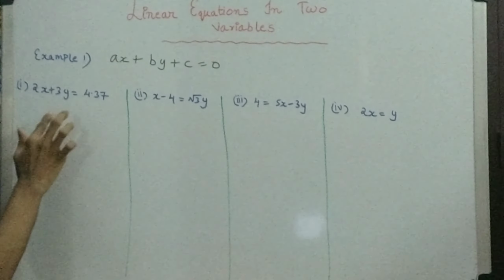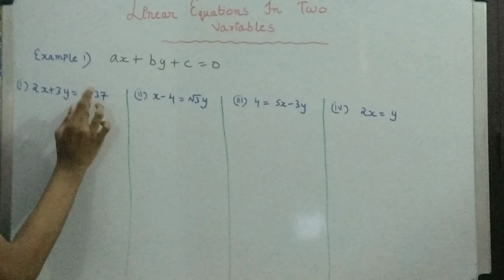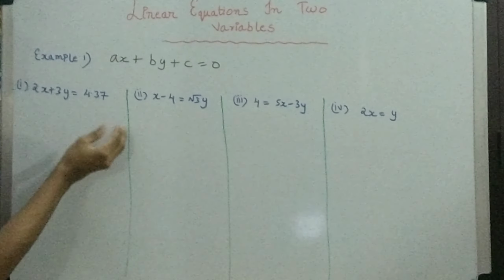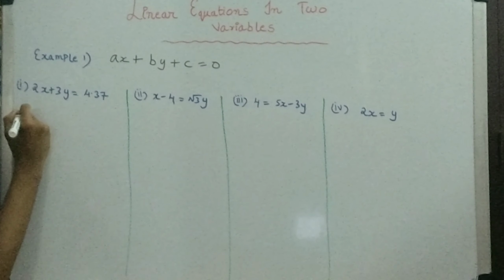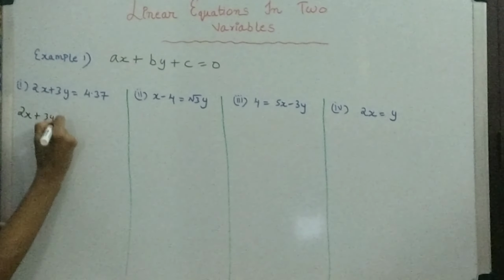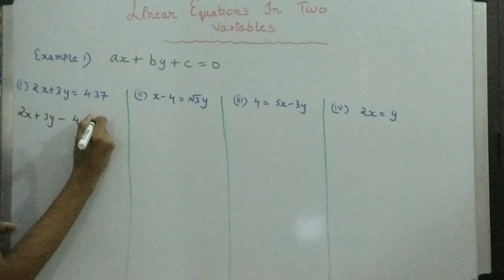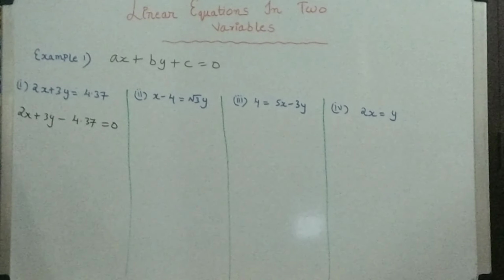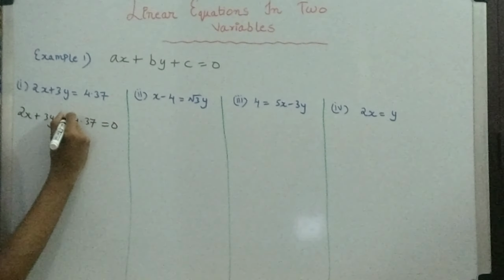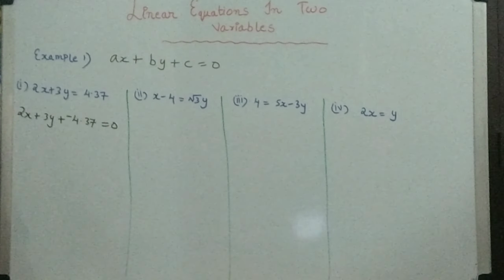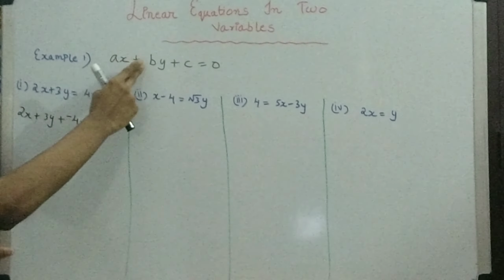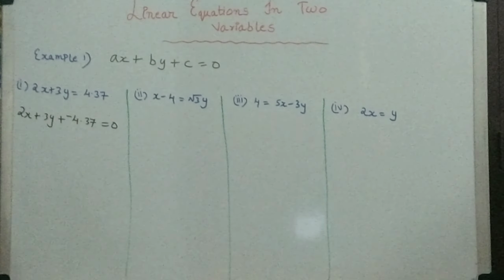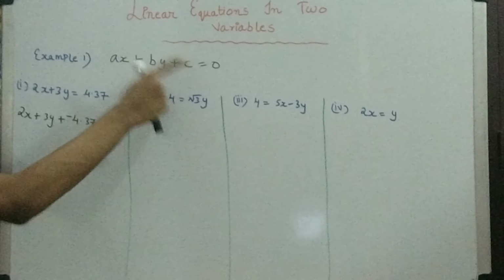So if you see the first question, it is 2x plus 3y is equal to 4.37. So here this is the constant term. Okay, so if you bring it to the other side, you will be getting 2x plus 3y minus 4.37 is equal to 0. If you want, you can write plus minus like this. Okay, so it is of the form ax plus by plus c is equal to 0. Now they have also asked you to indicate the a, b and c terms.